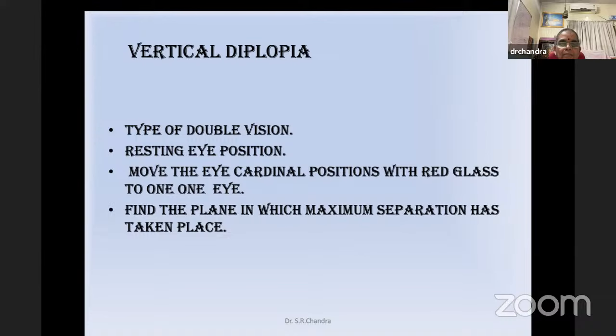Vertical means you have got 8 muscles. That is right superior rectus, right superior oblique, right inferior oblique, right inferior rectus, and the same kind of muscles on the left side. So 8 muscles. Move the eye in cardinal positions with a red glass to one eye, and find the plane in which the maximum separation takes place between the red glass and the other glass in the opposite eye.